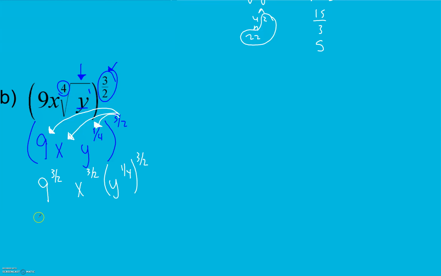My number here, I'm taking the square root because my denominator is a 2. My base becomes my radicand, and my numerator becomes my exponent. Square root of 9 is 3. Cubed gives me 27. I can multiply here. Power to a power means I multiply my exponents. And I get 3 over 8.